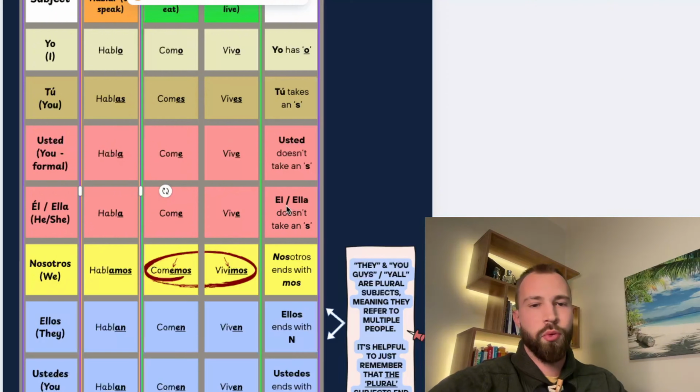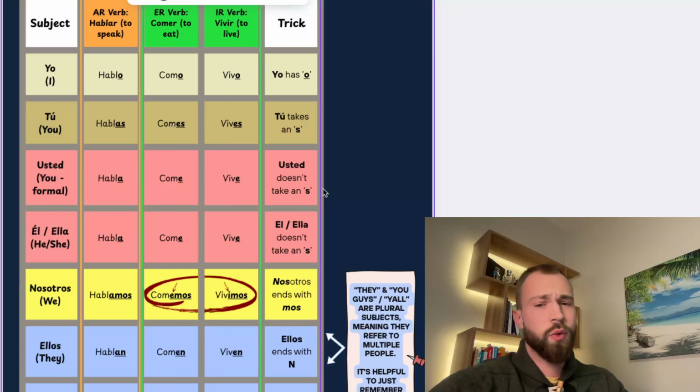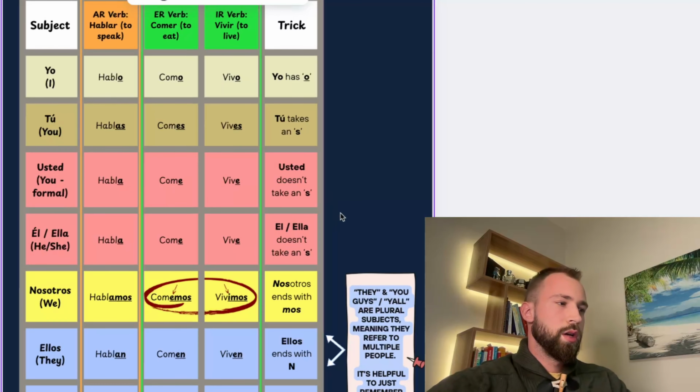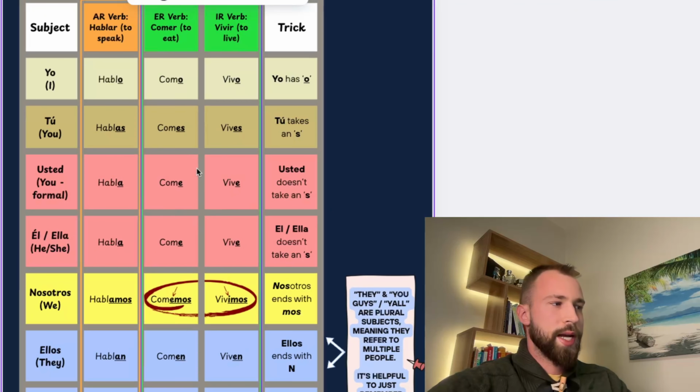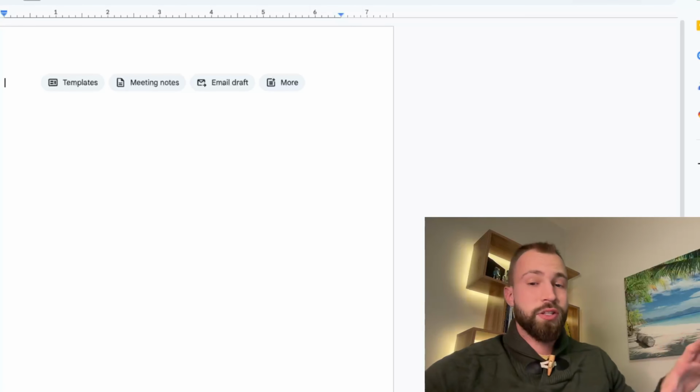So, why is this so important to memorize? And all you have to do is memorize this. Don't worry about memorizing every single tense and every single verb and everything. This is going to apply to most verbs. Okay, so let me show you why this chart is so valuable.